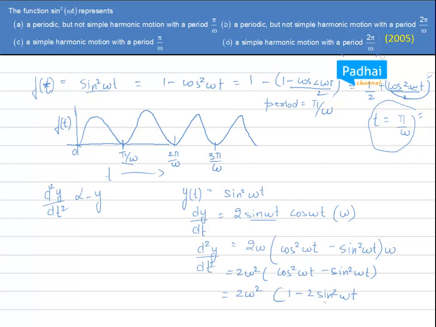Now I can write this sine square omega t as y. So that means d2y by dt square will be equal to 2 omega square into 1 minus 2y. Now omega is constant, so we can directly write that d2y by dt square is directly proportional to minus of y. That means this particle is executing SHM with a period of pi by omega. That means option C is correct.